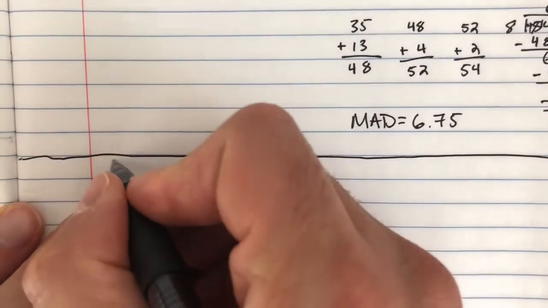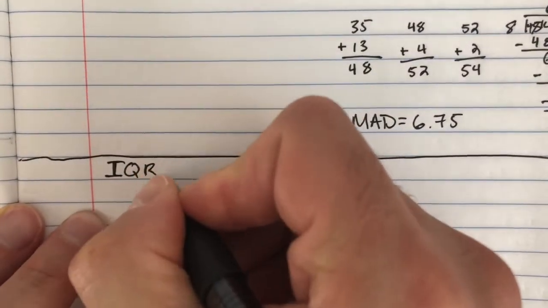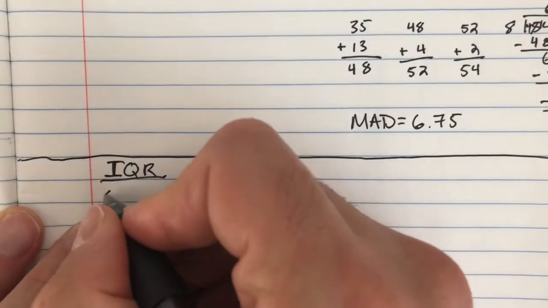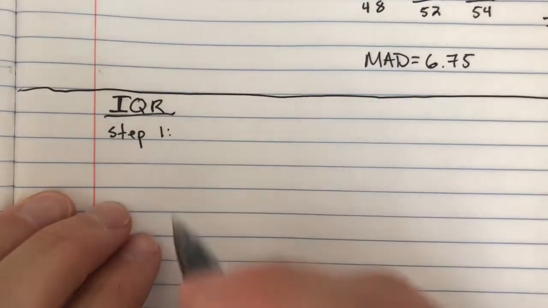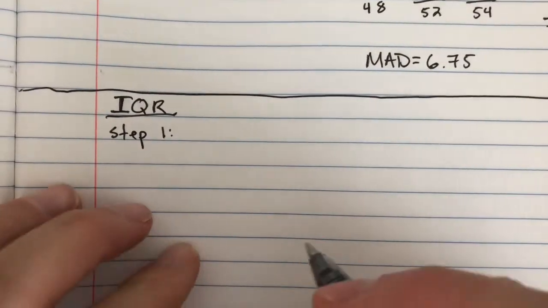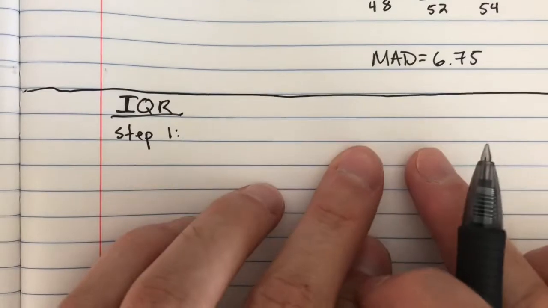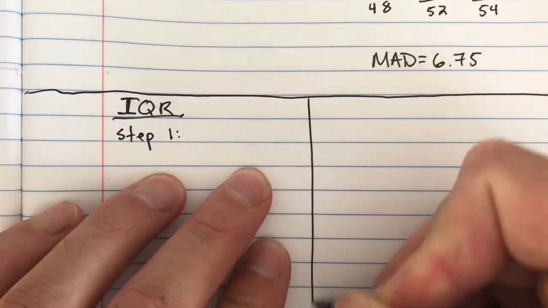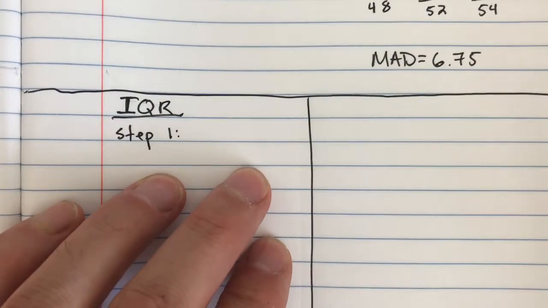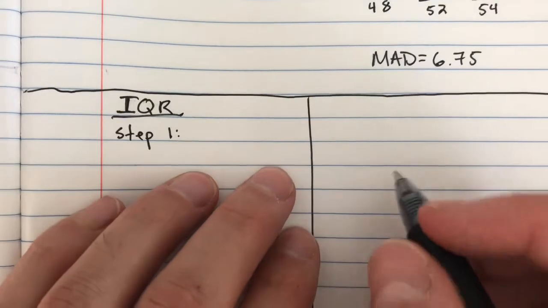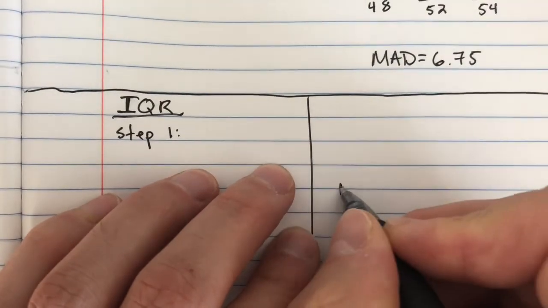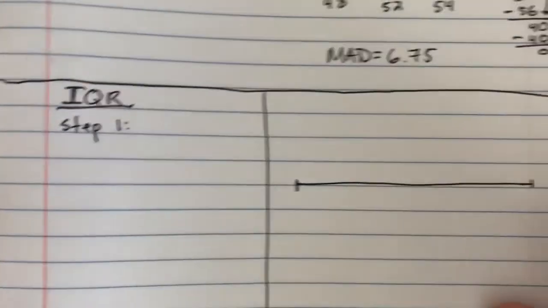And then we got the IQR. This is going to go a lot quicker. So the step one for the IQR is, well, before we do that, let's draw a, what are those called? You guys can't even answer me because you're not there. A box plot. So let's draw a box plot. You can't see that. There we go.